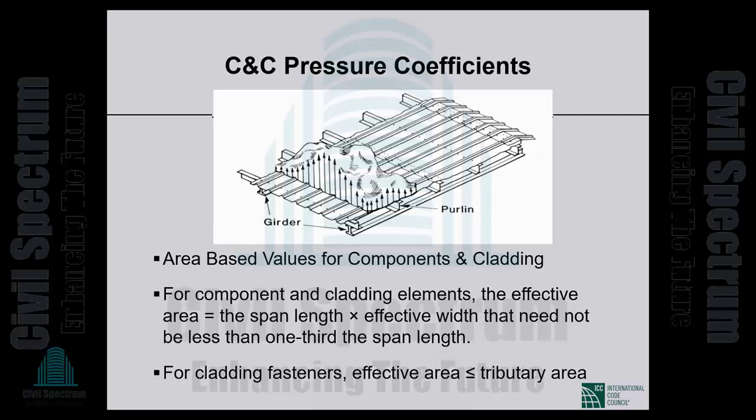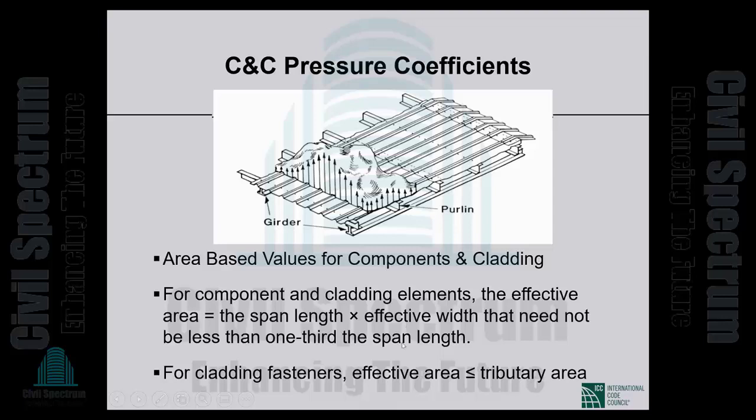Okay. Now, for components and cladding, ASCE 7 also gives us the pressure coefficients for design purposes. Those are area-based values. The pressure coefficient that ASCE 7 gives us depends on what is called the effective area. Effective area is like tributary area, but it is not the same. Effective area is span length times effective width that need not be less than 1/3 the span length.